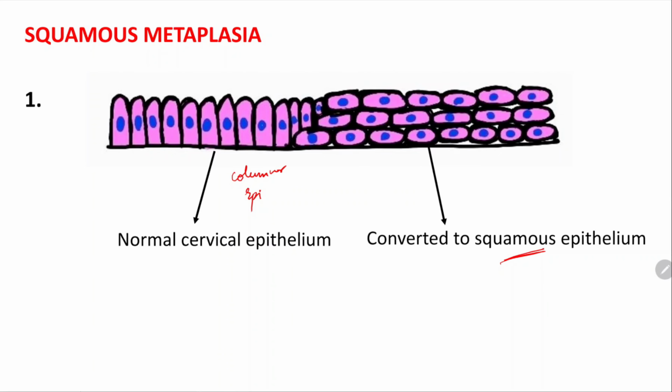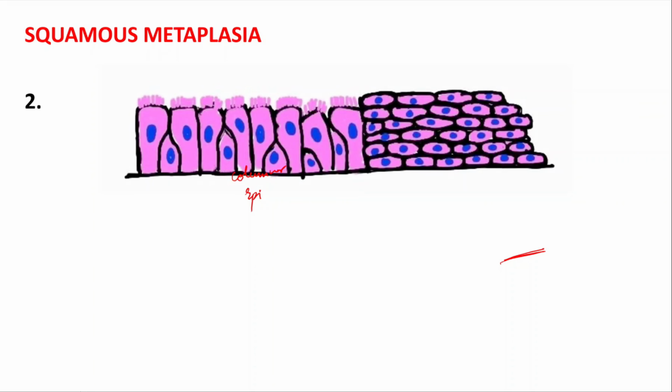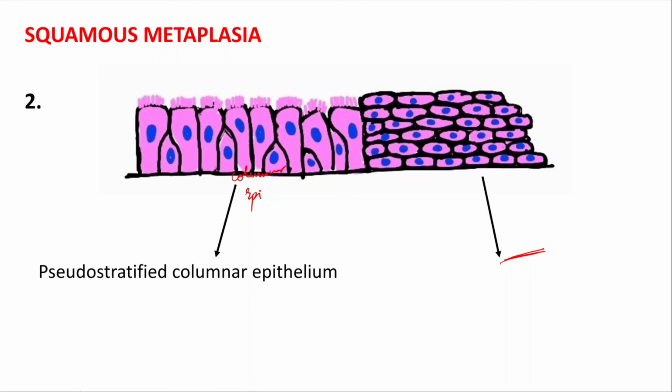The second example includes metaplasia which is seen in the respiratory tract. The normal epithelium seen in the respiratory tract is pseudostratified columnar epithelium. And this epithelium, because of chronic smoking or any other disease, gets converted into stratified squamous epithelium. Here also, since the final epithelium formed is squamous epithelium, we call it squamous metaplasia.